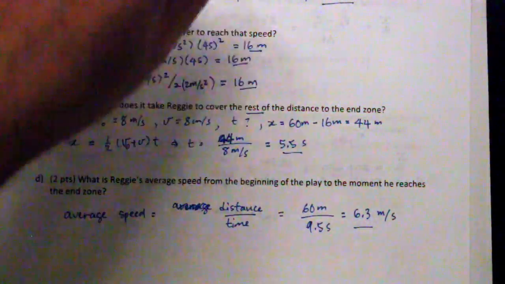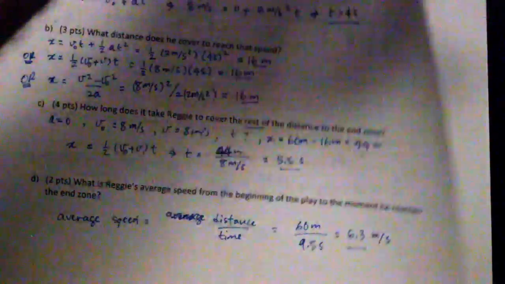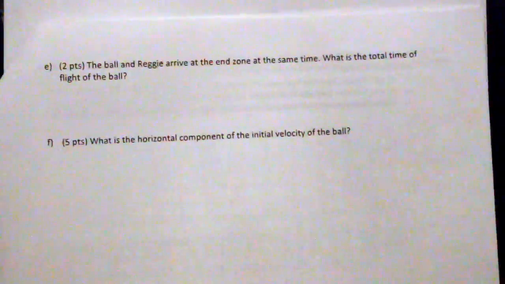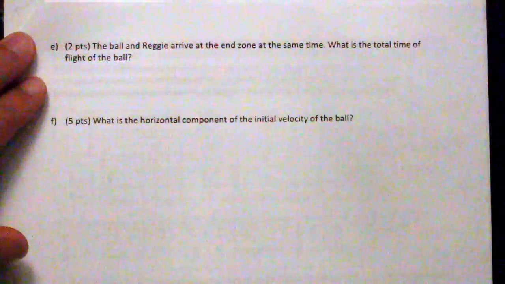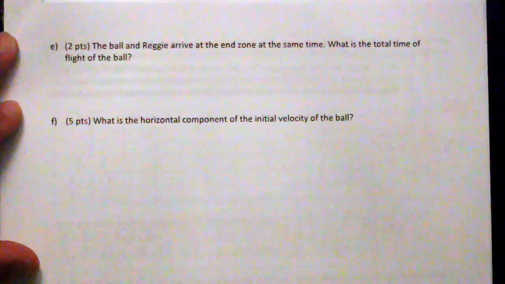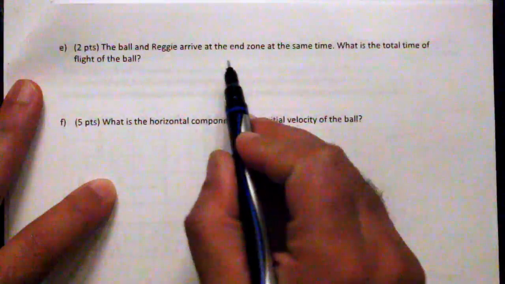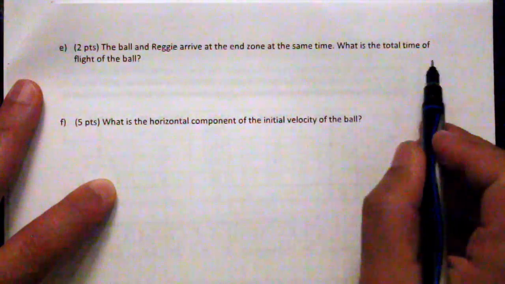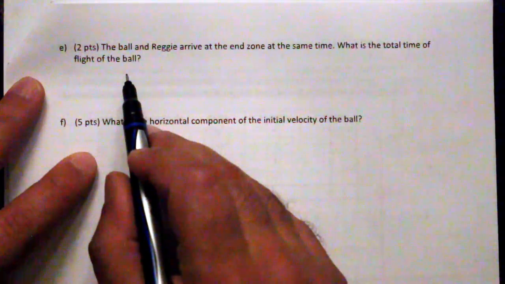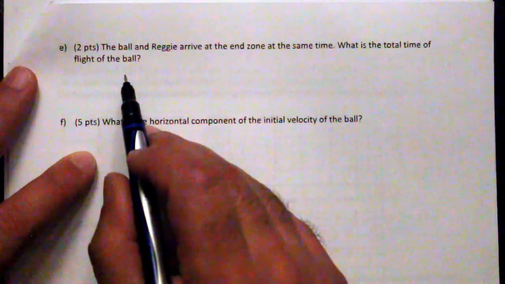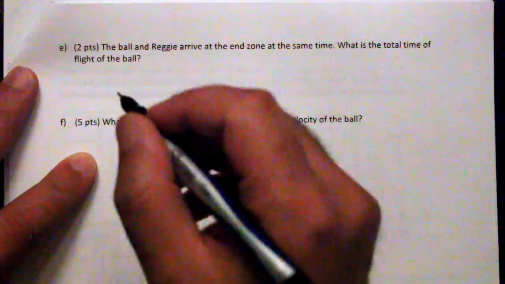Cool. Now, let's see what happens to the ball. The ball and Reggie arrive at the end zone at the same time. What is the total time of flight of the ball? Of course, Reggie takes 9.5 seconds to get there.